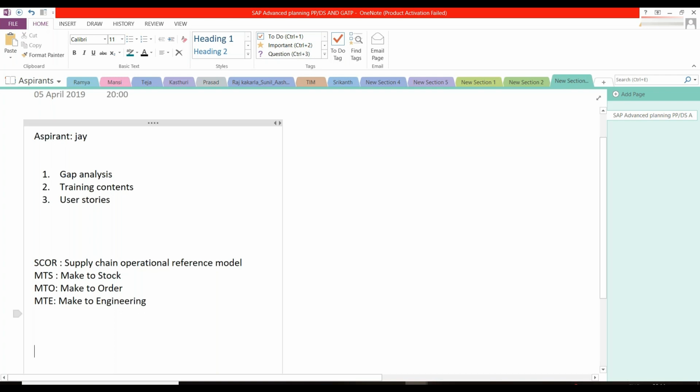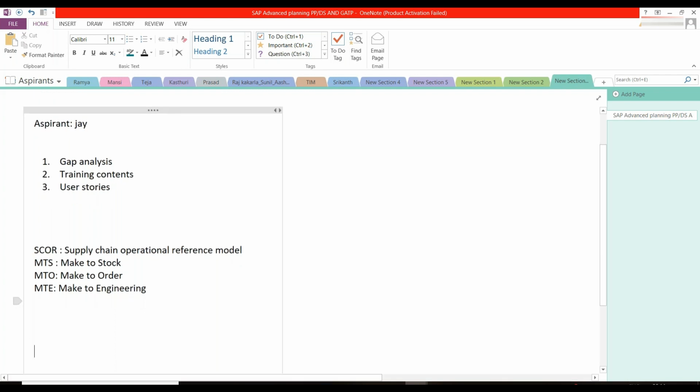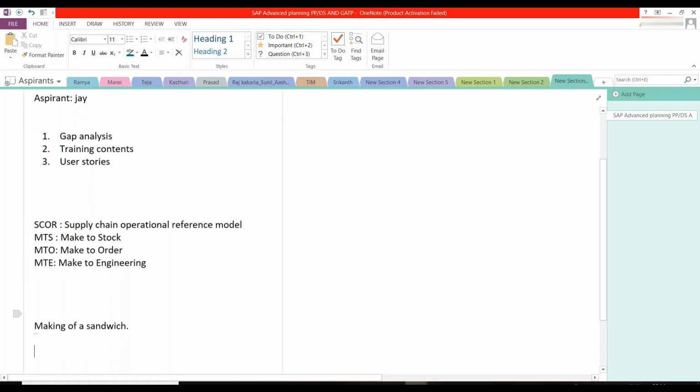Okay, so we'll classify these three different processes. How can we easily classify them? We'll take a small example, Jay, and then we will see which one is an MTS, which is an MTO, and which is an MTE. For that, I need a small help from you. Let me take the example of making a sandwich. Can you please tell me what things are needed for me to make this sandwich? Yeah, bread. Wonderful.